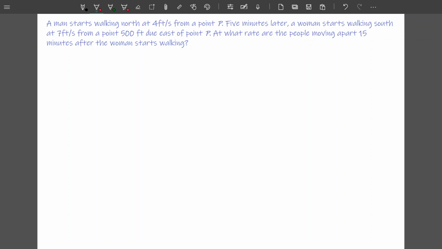A man starts walking north at 4 feet per second from a point P. 5 minutes later, a woman starts walking south at 7 feet per second from a point that is 500 feet due east of point P. At what rate are the people moving apart 15 minutes after the woman starts walking?